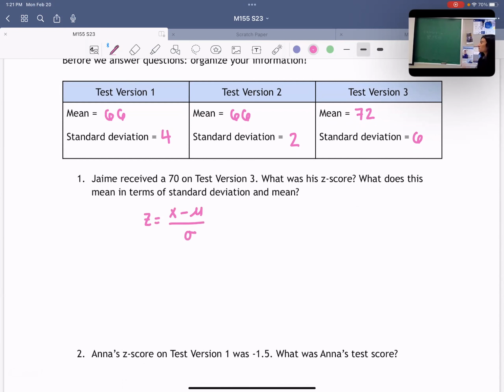And if you can work with formulas really well, you don't have to do this step, but I'm going to do it because if I don't do this, I always mess up. So I'm just going to make a little chart here. I'm going to write all the different variables in this formula, all the different letters. Okay. If Jamie received a 70 on the test, is 70 z, x, mu, or sigma?